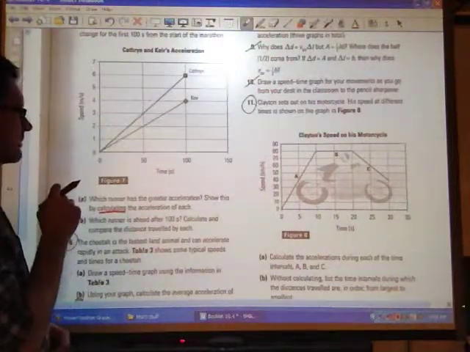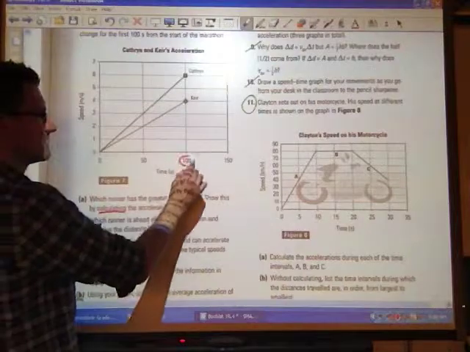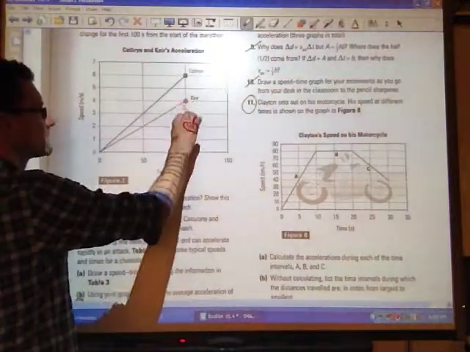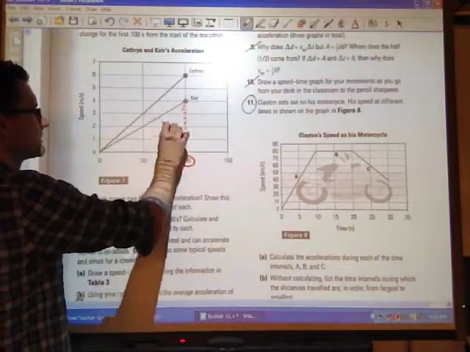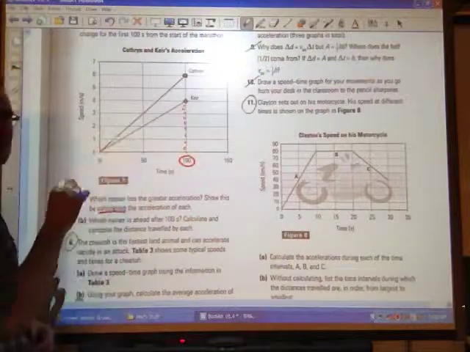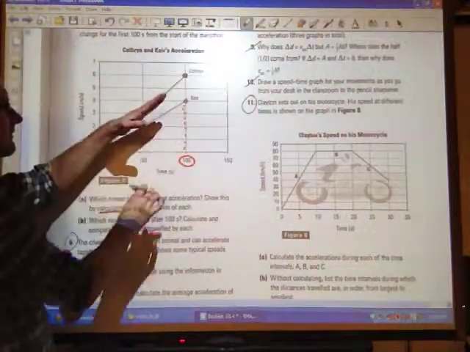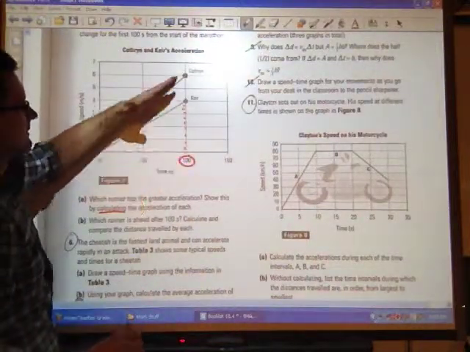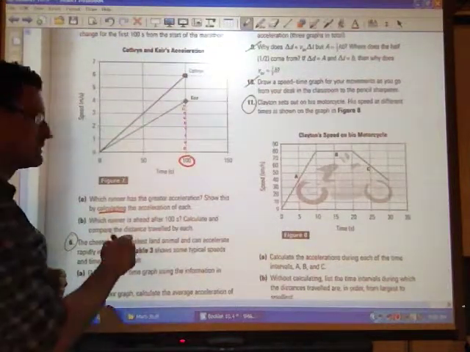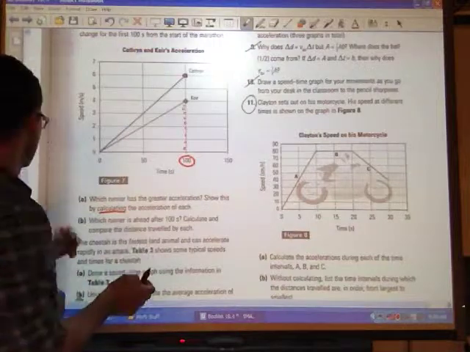And then which runner is ahead at the end of 100 seconds? So to do this, figure out the distance traveled for each of them. So for this person, and then for this person. So once again, the area. Figure out the area of this person, and then the area for that person, and you'll see how fast they're going. And if you subtract, you'll see how much further ahead that one person is.